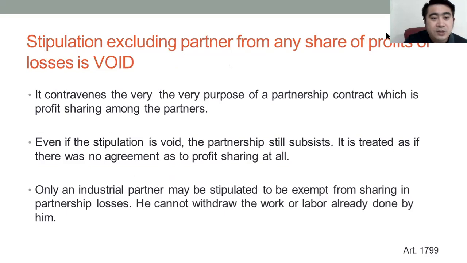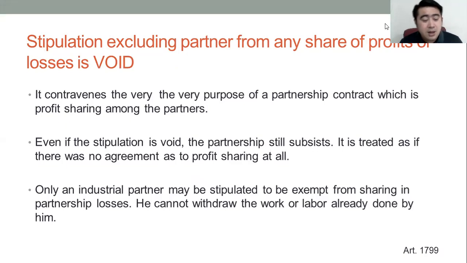So any stipulation excluding a partner from any share of profits or losses is void. So we already know what void is from our oblicon. It contravenes the very purpose of a partnership contract, which is profit sharing among the partners. Alright? So hindi mo pwede exclude ang isang partner sa pag-share ng profits. Pag sa losses, pwede mo ba exclude ang isang capitalist partner? The answer is no. Pero pwede mo ba exclude ang isang industrial partner? Well, the answer is yes.